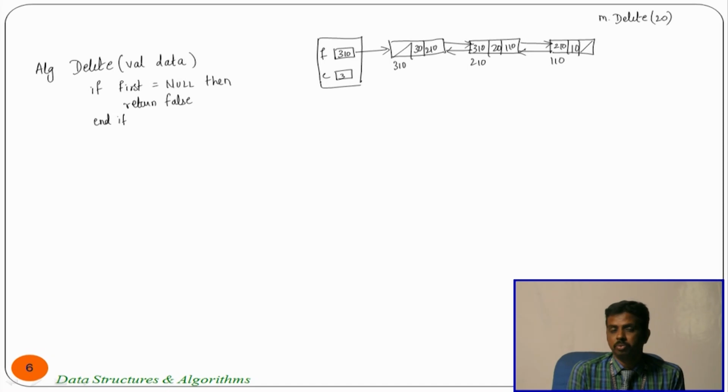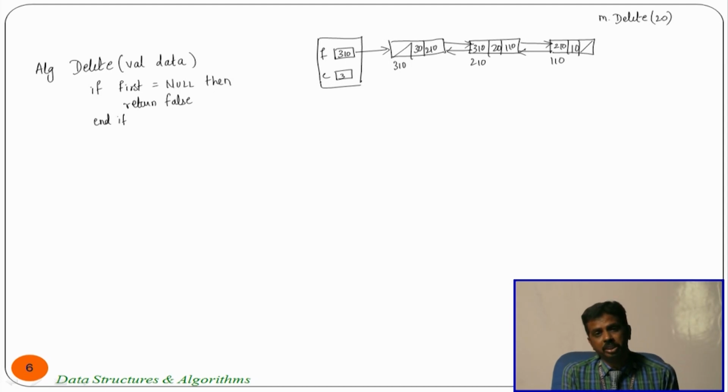So what do I have to do? I have to look for the 20 where it is present. Once it is found, whether that node is present at the first, or at the last, or in the middle. So there are three cases we have to check once we find it.